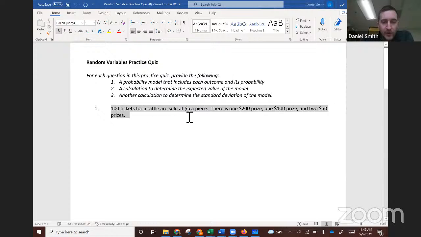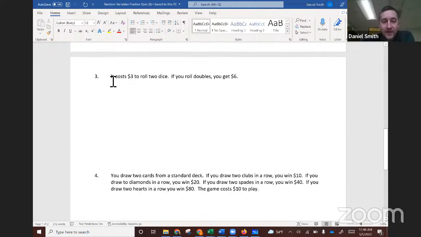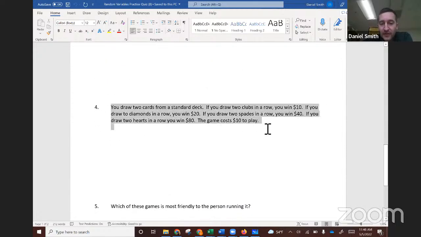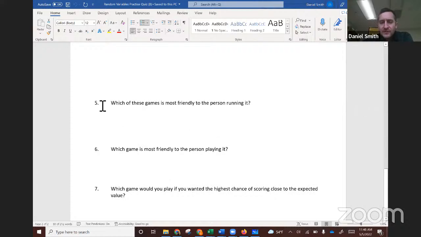Number 1 was about the 100 tickets at the raffle. Number 2 was if you roll doubles, you win cash equal to the total shown on the dice. Number 3, you're still rolling dice. Number 4, you start drawing cards out of a deck. And I think we did that one together. And then these, you just can answer them on the Excel doc.